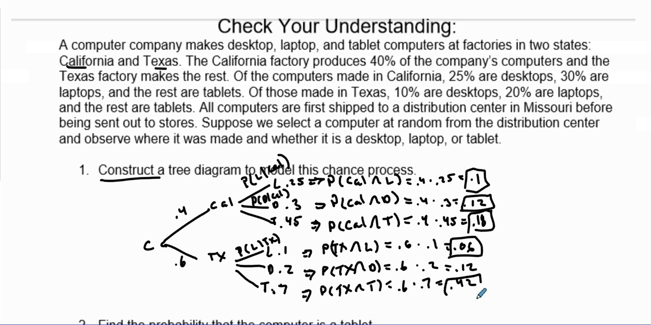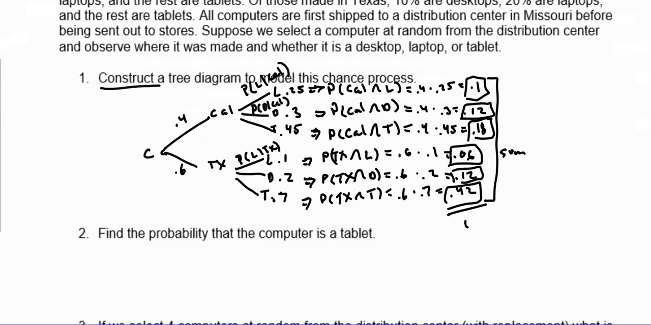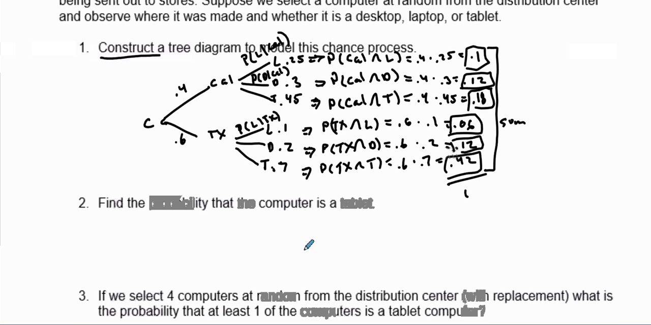Now, once again, you can check your work, my friends. If you add up all these together, they should add to 1. Let's check it out: 0.1 plus 0.12 plus 0.18 plus 0.06 plus 0.12 plus 0.42, and it equals 1. Yay, we did it. If we take the sum of all these and it adds to 1, we did it correctly, which we did. So using this information, let's find the probability that a computer is a tablet.